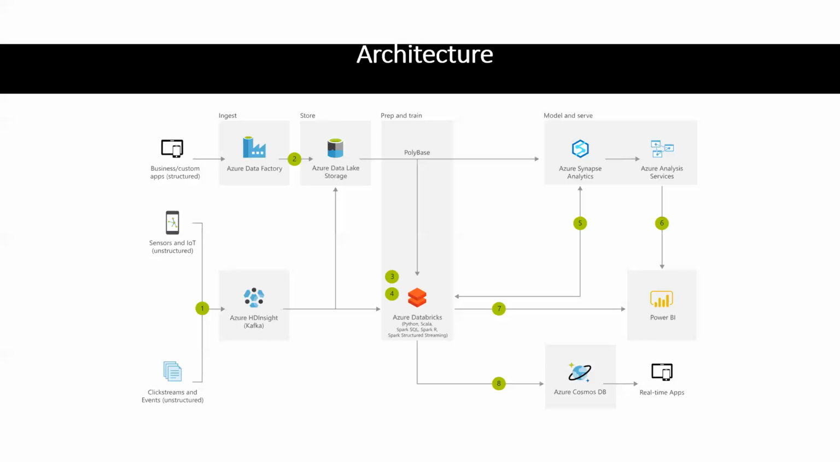What is Azure Cosmos DB? Azure Cosmos DB is a globally distributed multimodel database service. We can replicate our data across any number of Azure regions and scale our throughput independent from our storage.